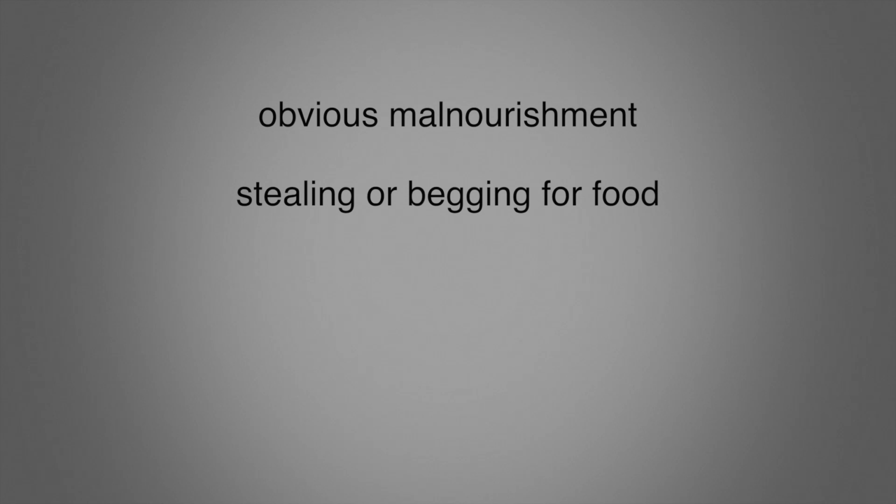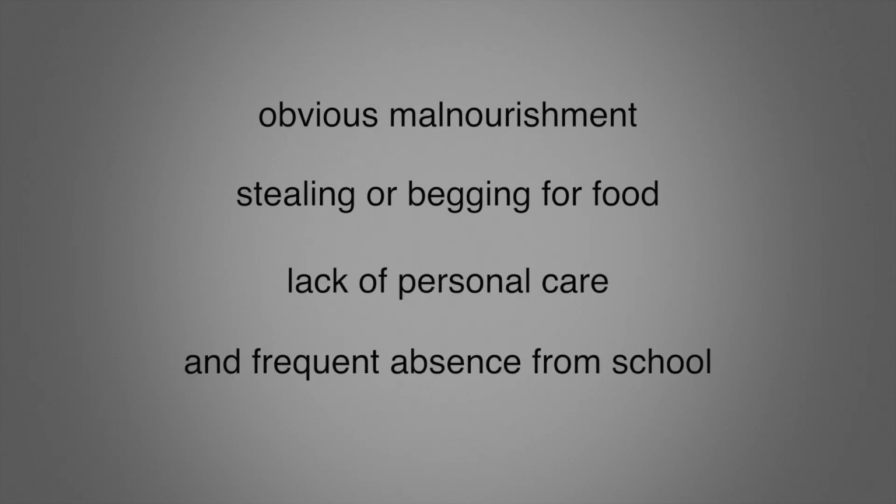Common indicators of maltreatment include obvious malnourishment, stealing or begging for food, lack of personal care, and frequent absence from school. As soon as you suspect abuse or maltreatment, you must report or cause a report to be made to the Central Register via the telephone hotline. The hotline is open 24 hours a day, 7 days a week to receive your call. The timeliness of your call is vital to the timeliness of the intervention by local child protective services.